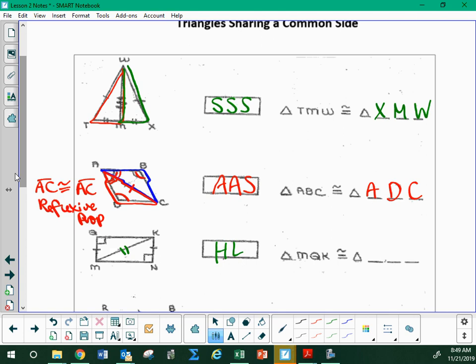So let's see. Make sure you're careful with this. MQK is congruent to... wait, MQK or MKQ? It says MQK. So this is something else you want to be careful with. When they start sharing sides, they're going to be sharing those vertices. That does not necessarily mean that those letters will be in the same location in our congruency statement.